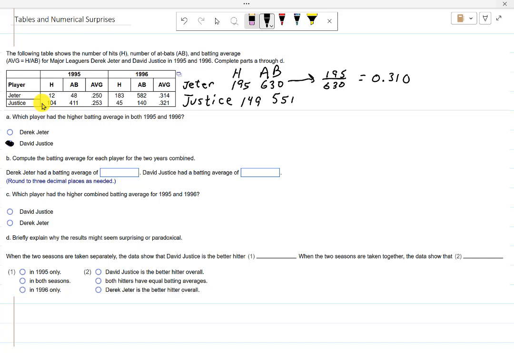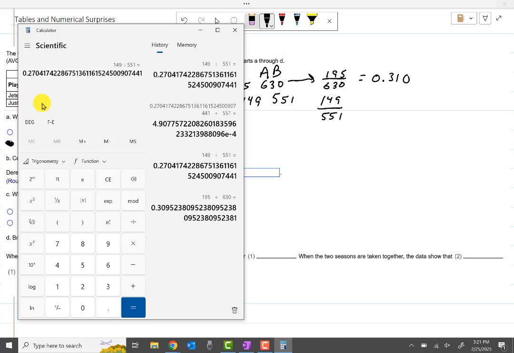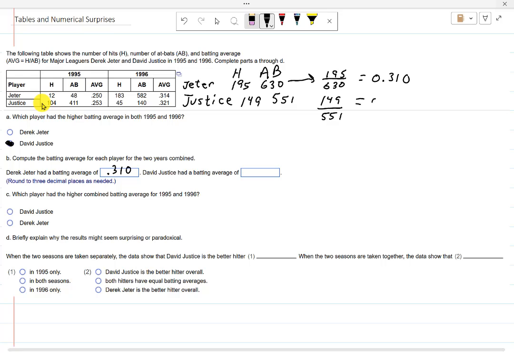It looks like Derek Jeter then had a 0.310 batting average. And then David Justice would be 149 out of 551. To 3 decimal places for Justice, I get an average of 0.270. So that's what they want here, 0.270. Which player had the higher combined batting average? Well, we can see now it's going to be Derek Jeter.